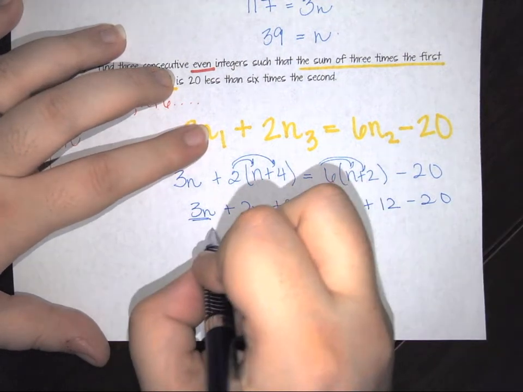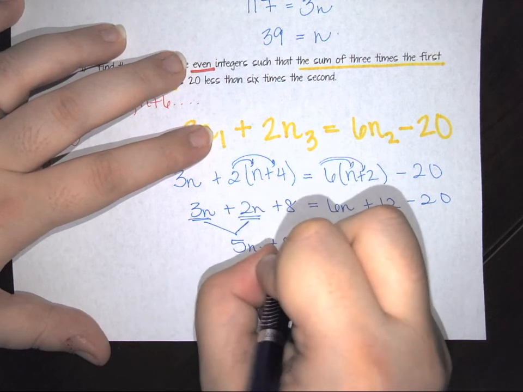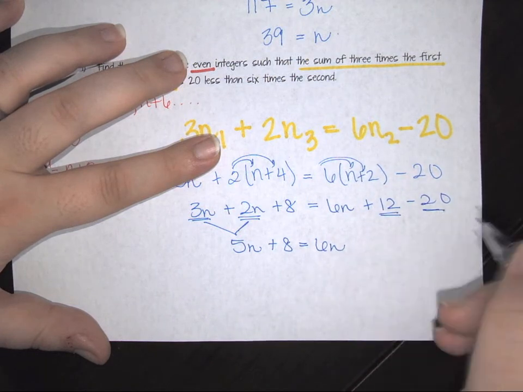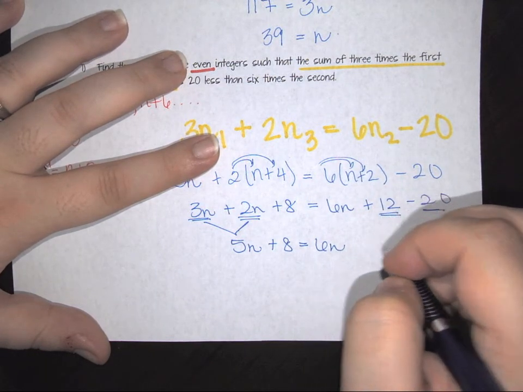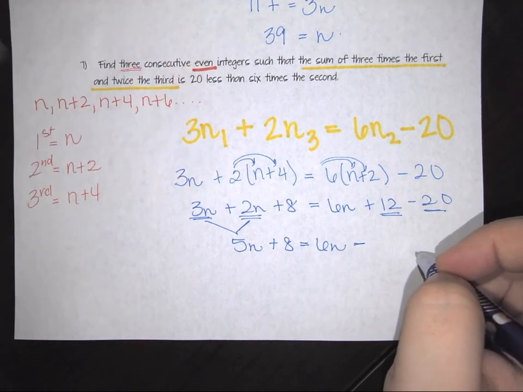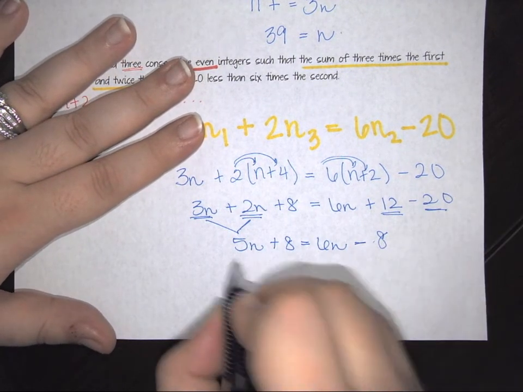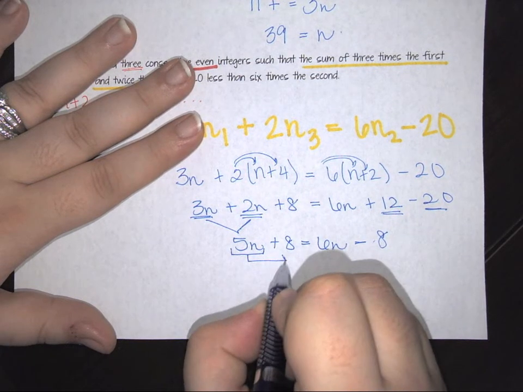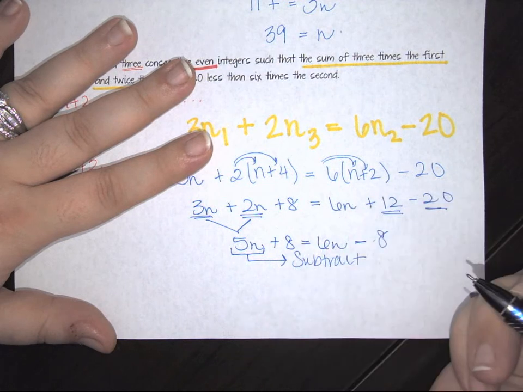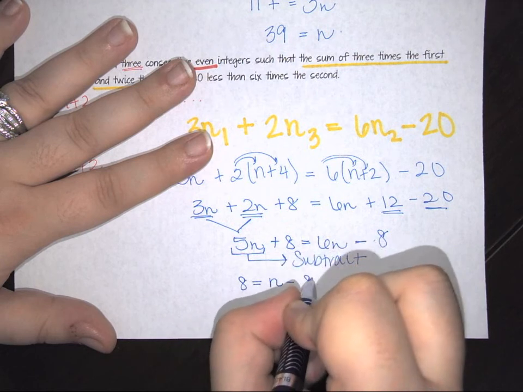Combine my terms, and when I do that, 3 plus 2 gives me 5n plus 8 equals 6n, and then again I need to combine my terms. So here you're going to have minus, and then we have 12 minus 20, which is going to be minus 8. I would then take this 5n and move it. Because it's positive, to move it I have to subtract. So this is going to give me 8 equals n minus 8.